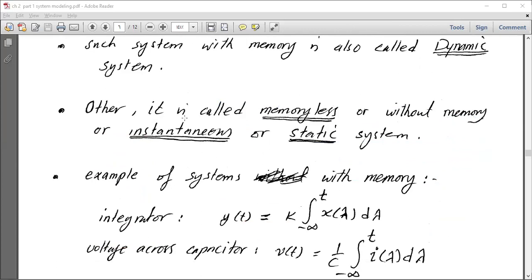Other than this, it is called memoryless. Of course, if the output only depends on the present value of the input, it is called memoryless; it doesn't need memory. Or we call it a system without memory, or an instantaneous system, or a static system, because dynamic is the opposite of static. It doesn't need memory.